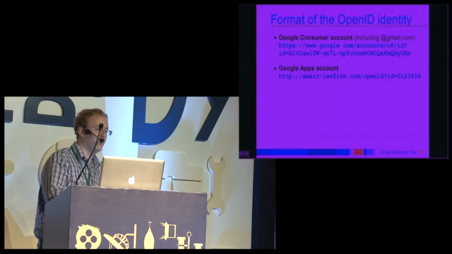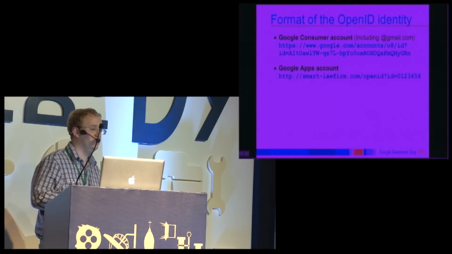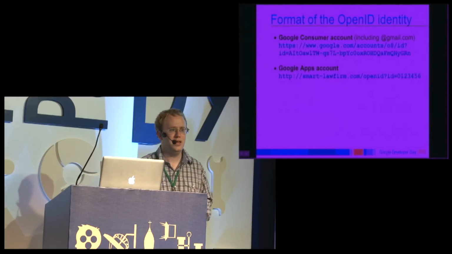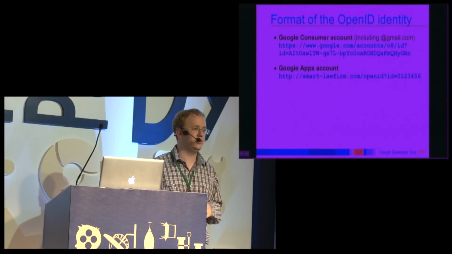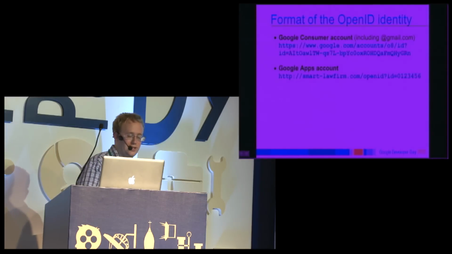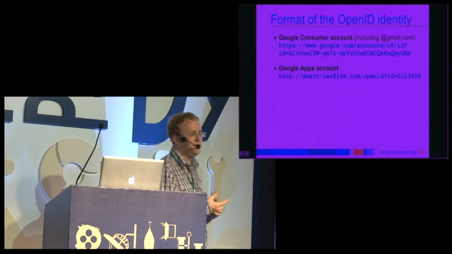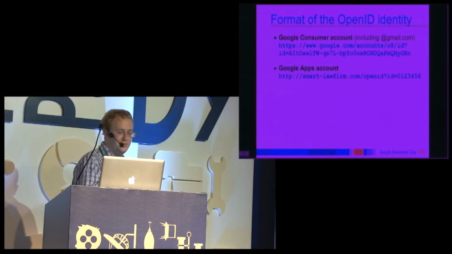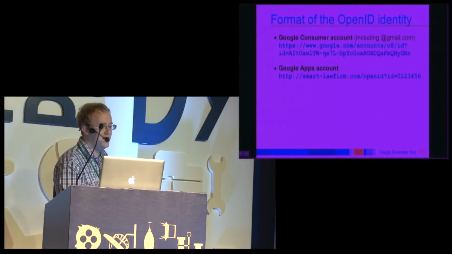So there are two different formats of OpenIDs. We have the Google consumer accounts, which, if you have a Gmail account, is what the OpenID looks like. An OpenID identity is really just a URI, and you can see here's a URI for a Gmail account. For a Google Apps account, the OpenID identities are on their own domain. This makes it a lot easier if you wanted to move off of Google Apps. I don't know why you'd want to, but if you did, you can take your OpenID identity space with you.